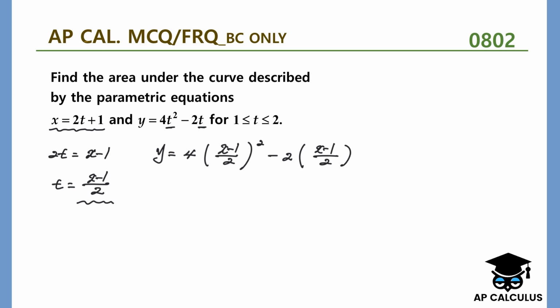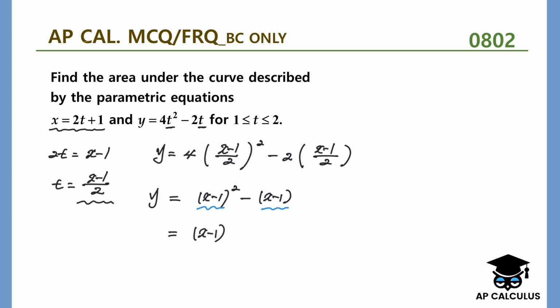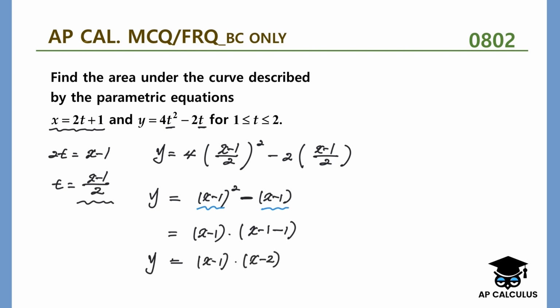So we have y is equal to 4 times (x minus 1 over 2) squared minus 2 times (x minus 1 over 2). If we simplify this, that's going to be (x minus 1) squared minus (x minus 1), right? If we factor this, we're going to factor x minus 1. Then what we have here is x minus 1 minus 1, right? So our y is equal to (x minus 1) times (x minus 2).